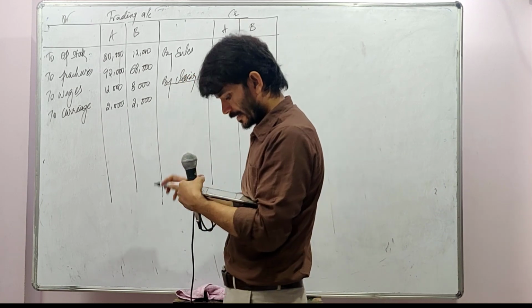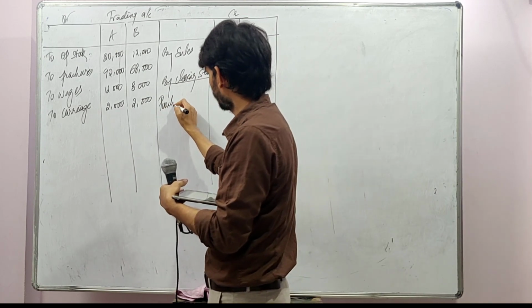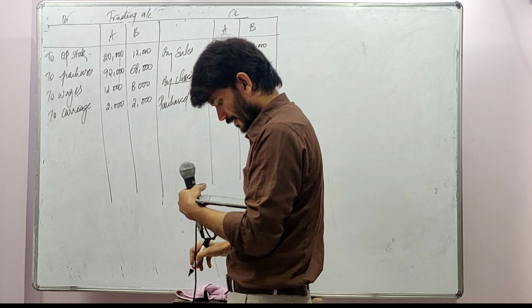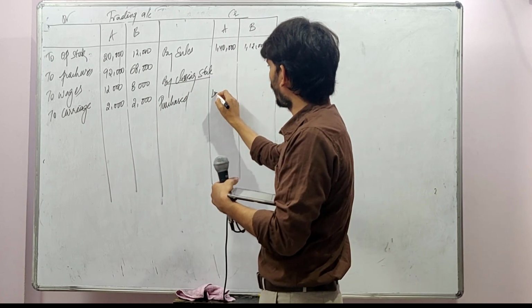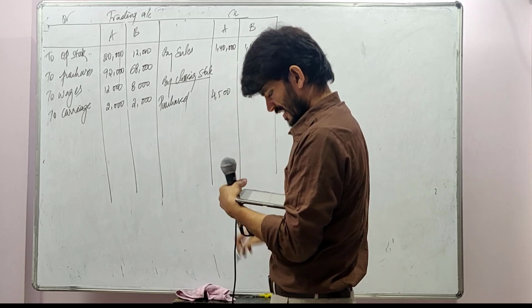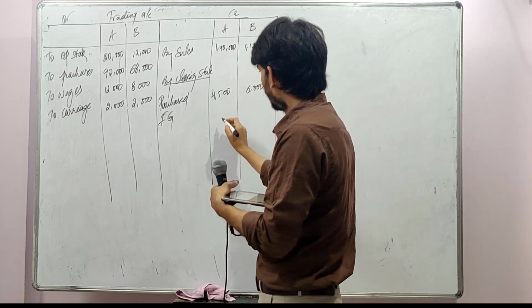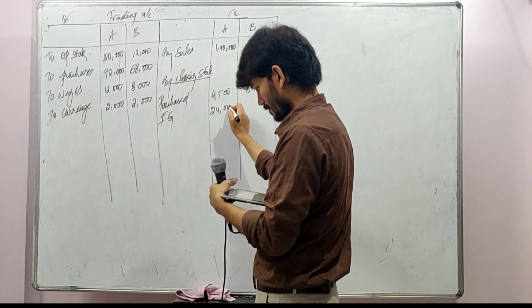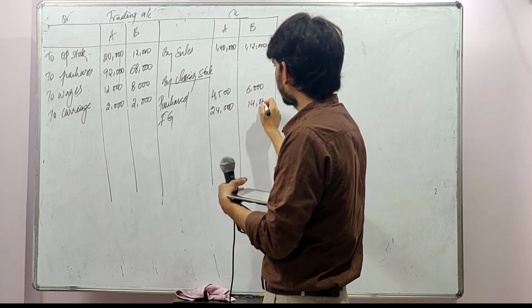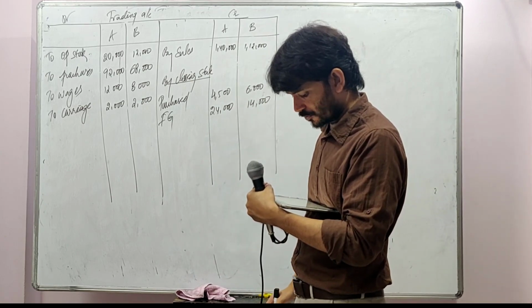Closing stock consists of purchased goods: 4,500 and then 6,000. Finished goods: it is 24,000 and 14,000, right? So this is your closing stock, purchased goods transferred.